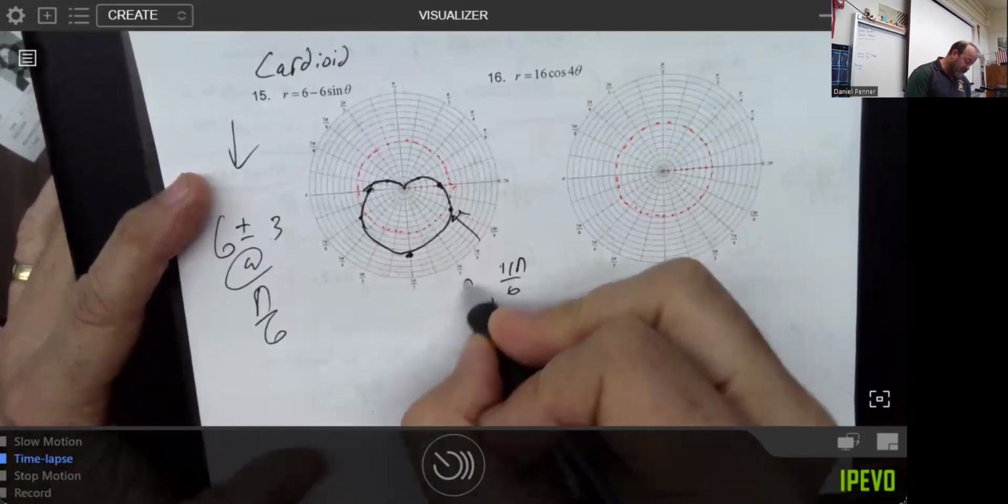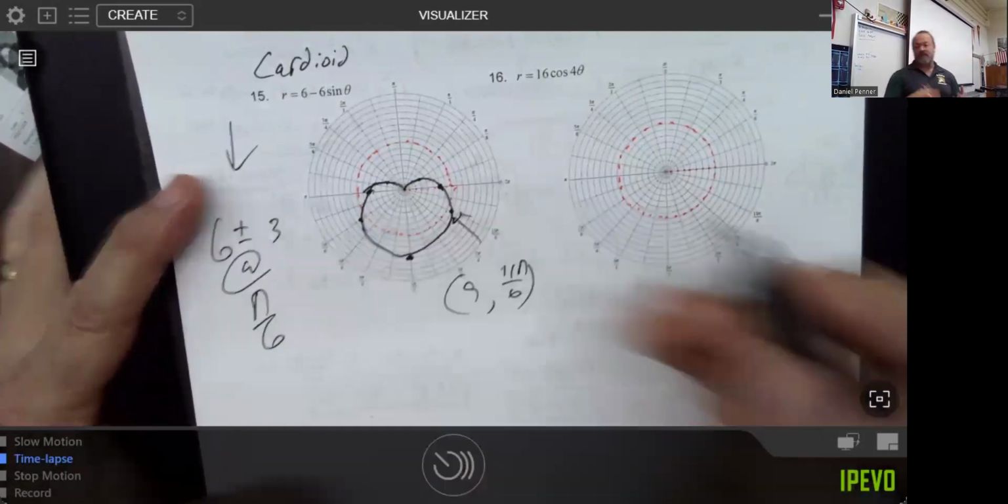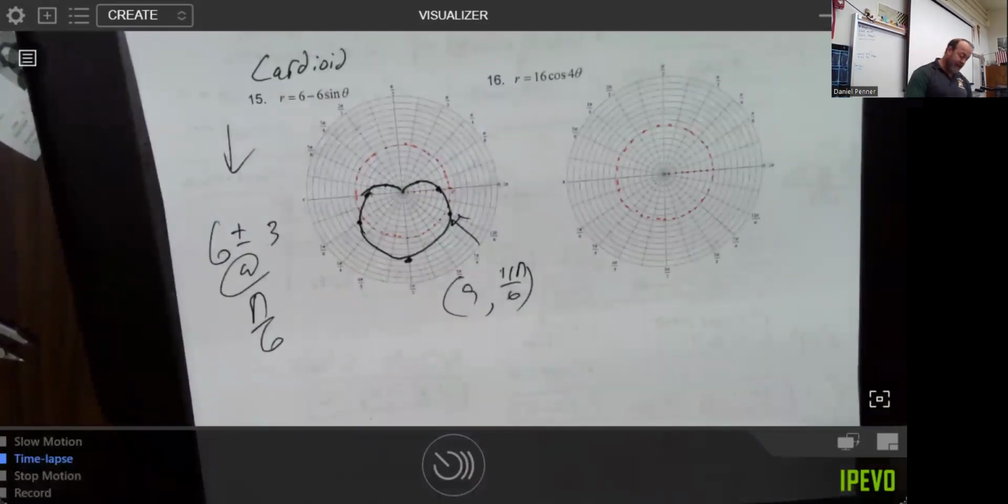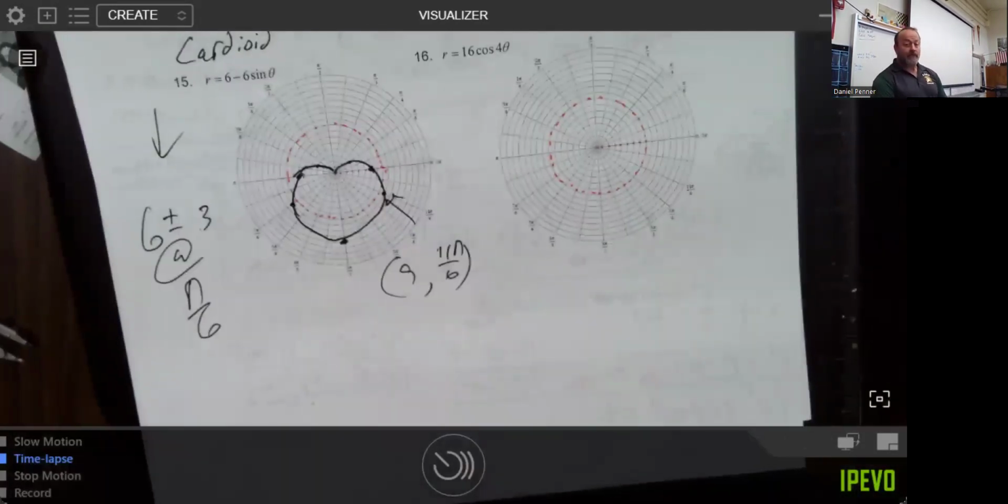I kind of like picking points like this, where at the angle 11 pi over 6, I had a radius of 9. And I have the same one right here. That just helps me make it look better. Okay. And last but not least, we have a rose.